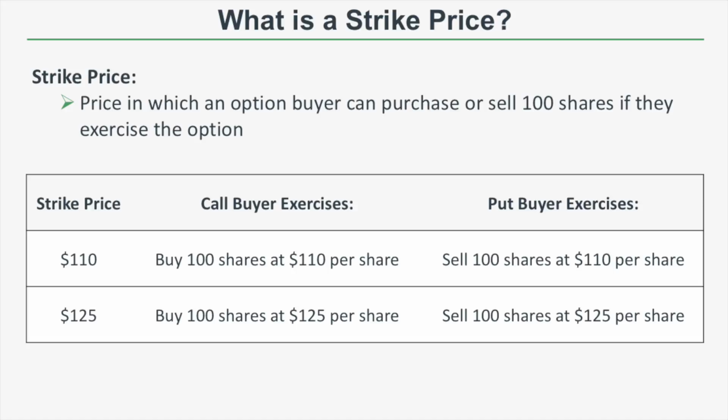Now let's say you have a strike price of 125. A person who owns the 125 call will buy 100 shares of stock for $125 per share when they exercise the option. A person who owns the 125 put will sell 100 shares at $125 per share when they exercise that put.